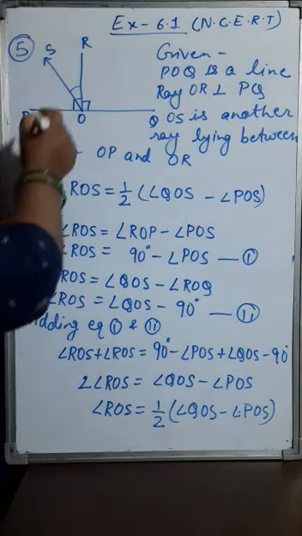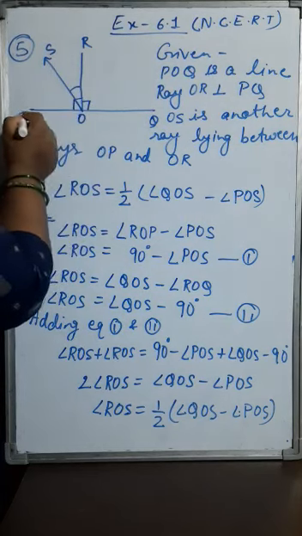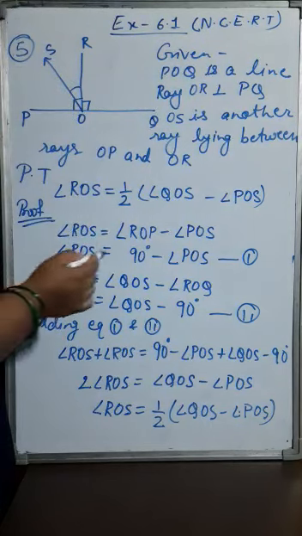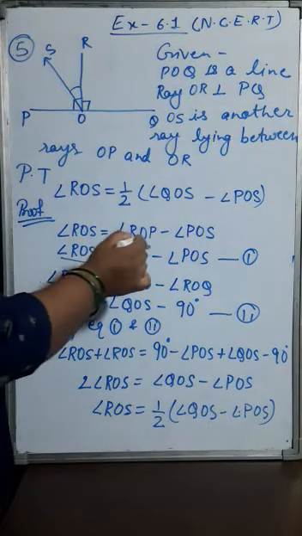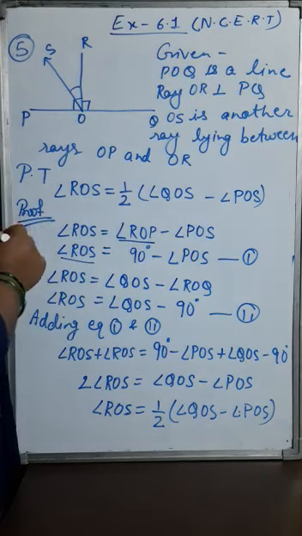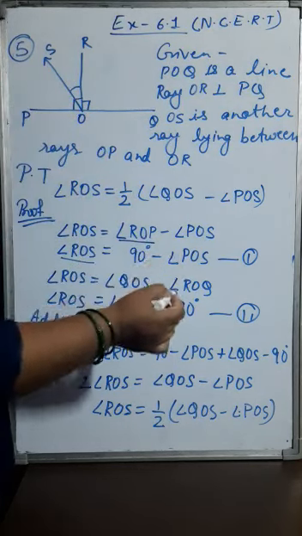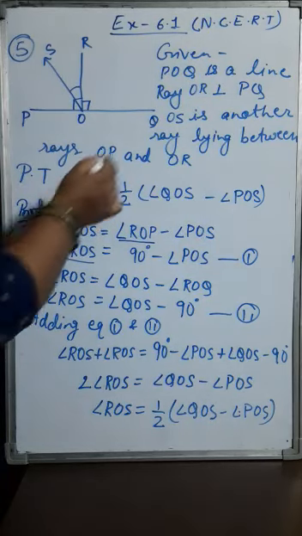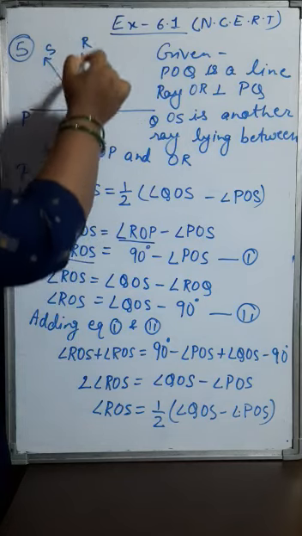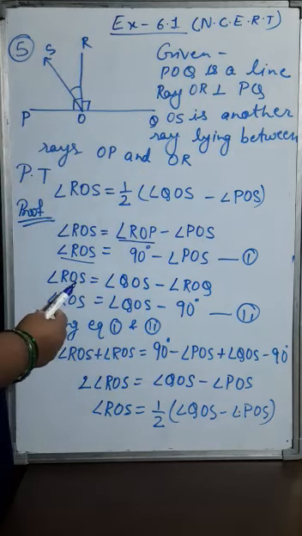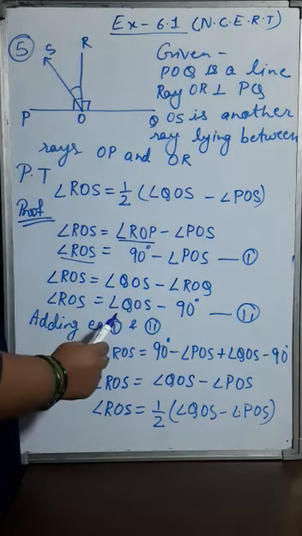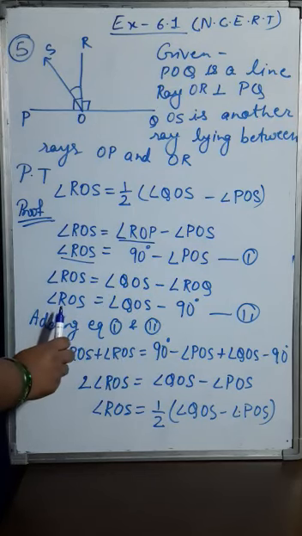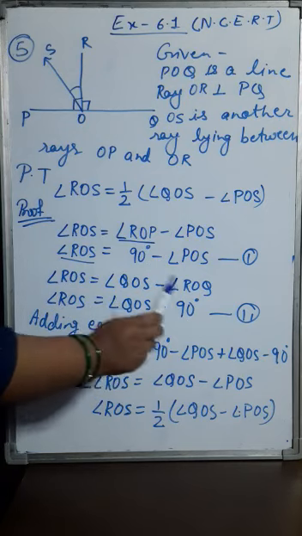For that, let us write this ROS. Can we write angle POR minus POS, which I have written here? ROS is equal to ROP minus POS. ROP is 90 degrees minus POS. Similarly, this ROS can be written as QOS minus ROQ, which I have written here. ROS is equal to QOS minus ROQ. ROQ value is 90 degrees, which we can substitute here. So ROS is coming QOS minus 90 degrees.